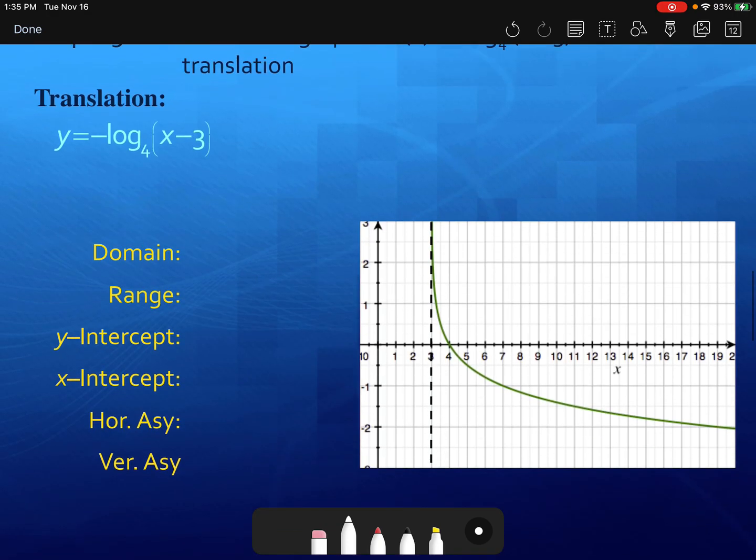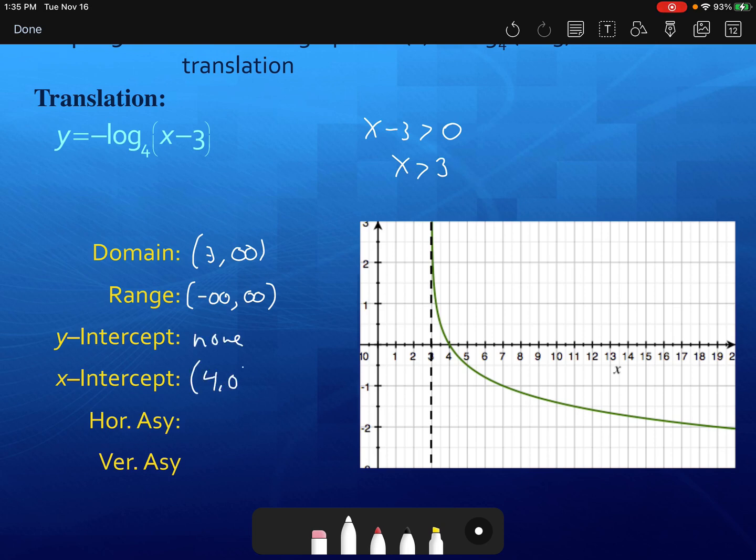The domain is simply found by setting what's in the log greater than 0 because it can't be negative. So x is greater than 3, so it's 3 to infinity. We know the range is always negative infinity to infinity for logarithms. There is no y-intercept again, as we can see.